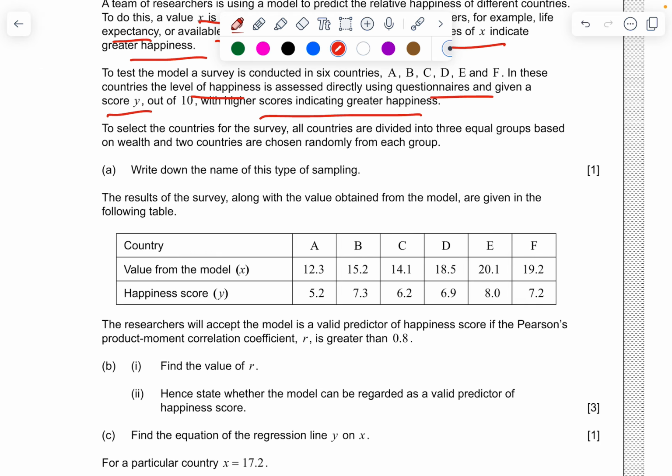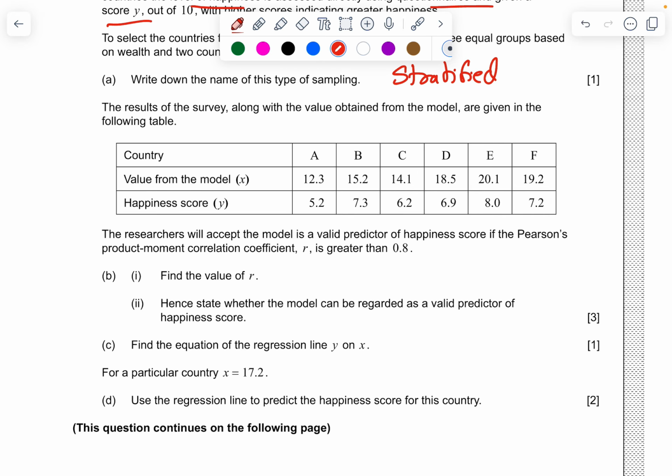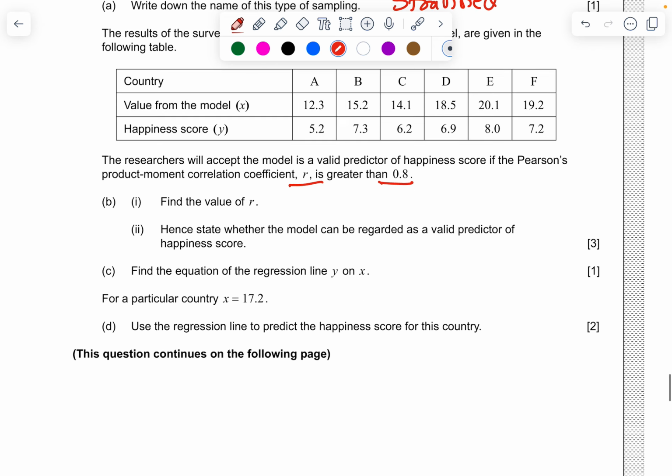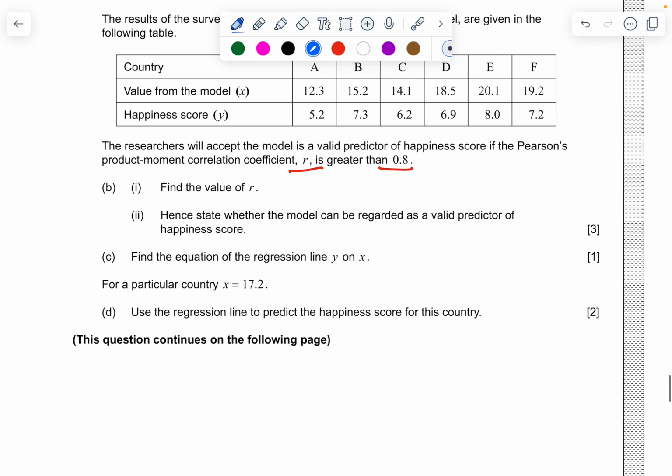Write down the name of the type of this sampling. The name of this type of sampling is called stratified. Stratified, you need to memorize this. Then the researchers will accept the model as valid for predicting happiness score if the Pearson product moment correlation is greater than 0.8. Find the value of r. Use the GDC to find the value of r. It should be 0.854. Hence state whether the model can be regarded as valid or not. Because it is more than 0.8, it's going to be valid.